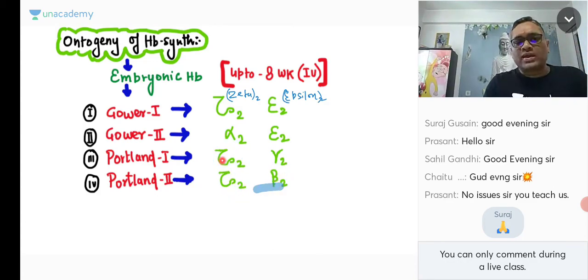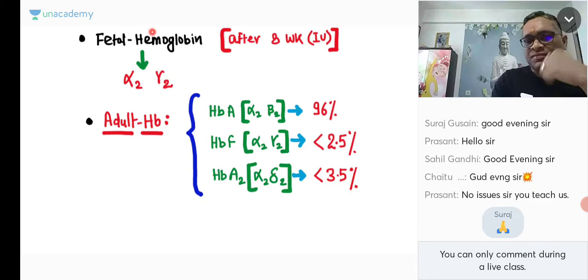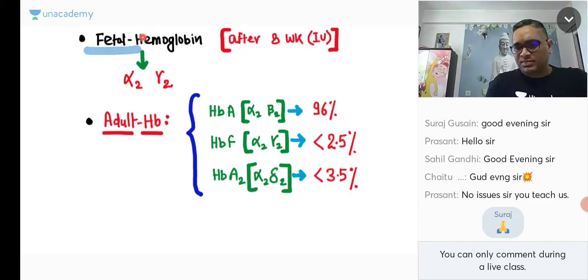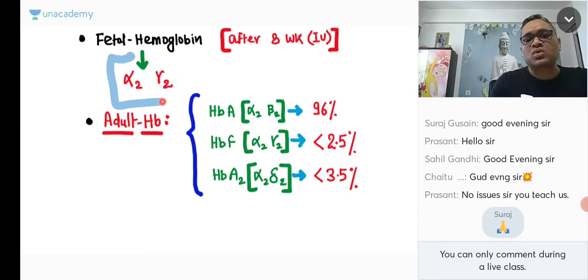So these are the embryonic hemoglobins, and all these are formed up to 8 weeks of intrauterine life. That is very important: intrauterine 8 weeks. Now coming to fetal hemoglobin. After 8 weeks of intrauterine life, there will be synthesis of fetal hemoglobin. What is fetal hemoglobin? Again a paired chain hemoglobin, that is alpha 2 and gamma 2. So alpha 2, gamma 2 is the fetal hemoglobin. That is another important fact we have to remember.